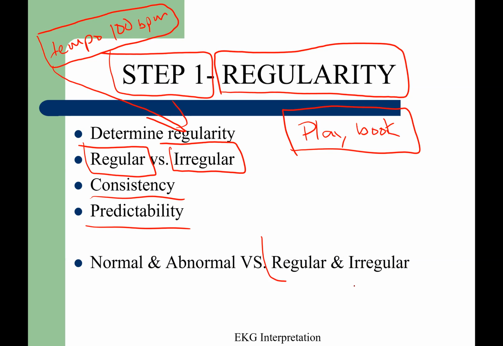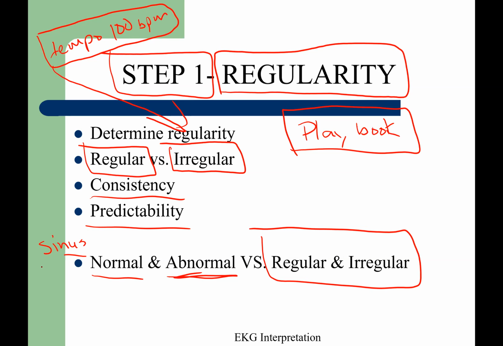Okay, so that's regular and irregular. When we're talking about normal, abnormal, sinus rhythms are normal because they have a P, a QRS, and a T wave. All right. But we have to go a little bit further. That P wave will have to look the same in every single beat.